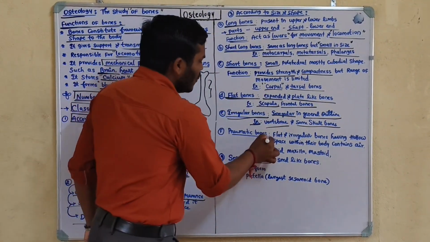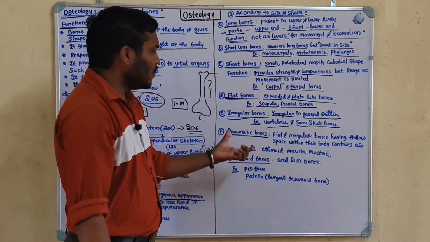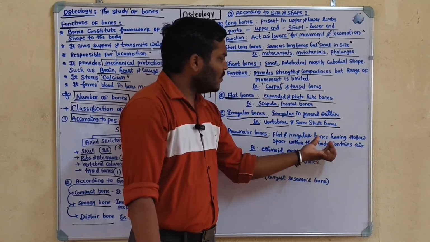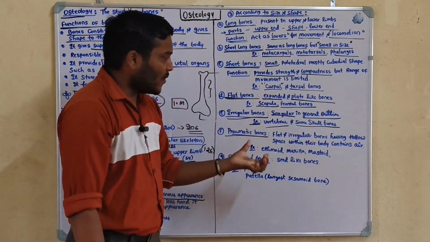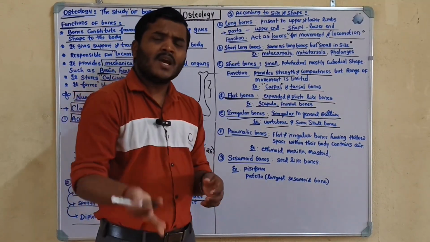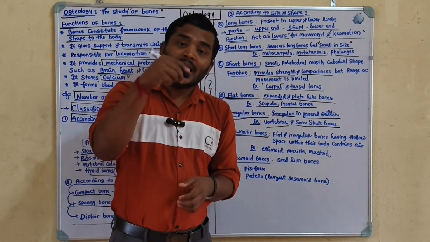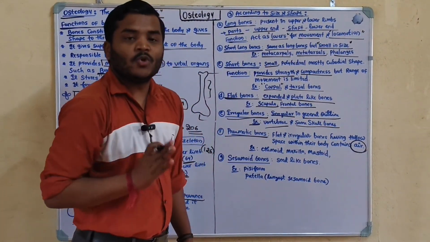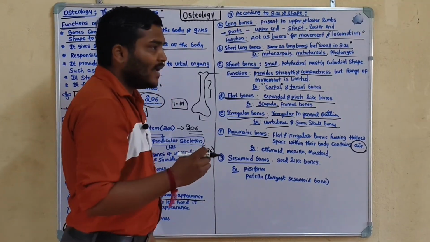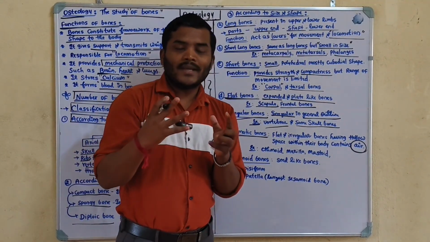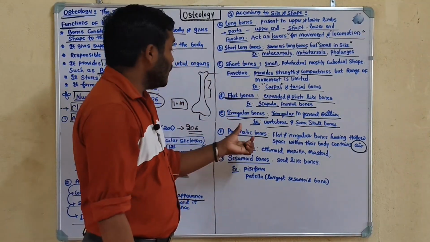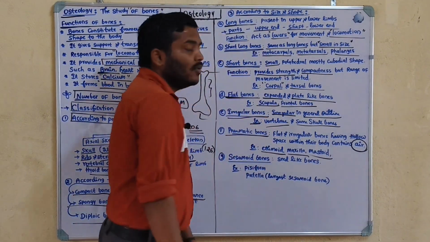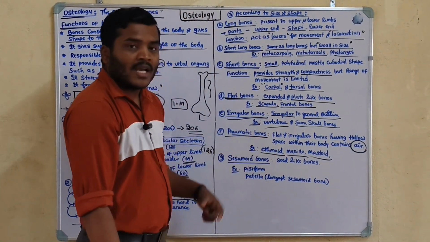Okay. Now we discuss pneumatic bone. These are flat and irregular bones having a hollow space within their body, which is filled with air. They are called pneumatic bones. Bones having an air-filled cavity inside are called pneumatic bones. Examples are the ethmoid bone, maxilla and mastoid bone.